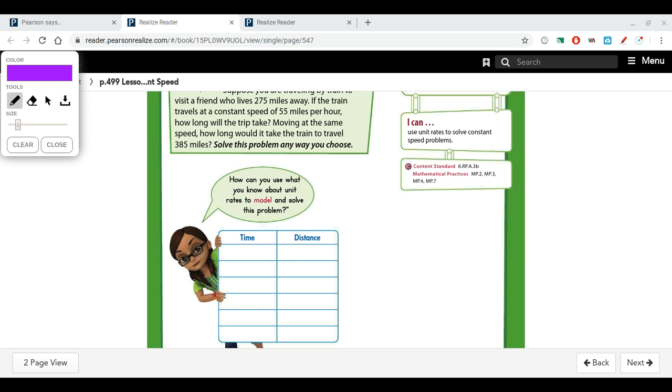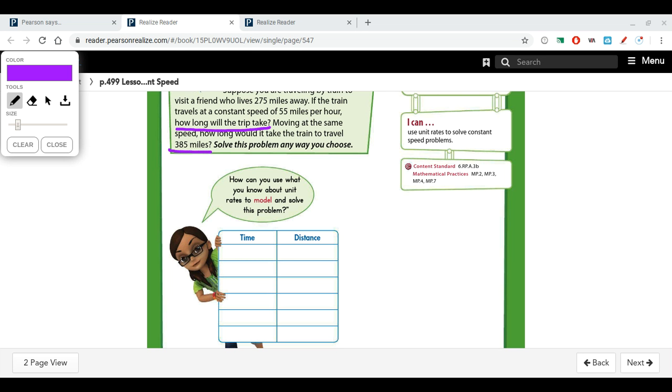So we're looking for two things. So if the train travels at a constant rate of 55 miles per hour, how long will the trip take? That's the first thing that we're going to look for. So this right here, how long the trip will take, that's going to tell me to find constant speed. And then from there, we're going to find how long it'll take the train to travel 385 miles. And so I can use a table to determine how long it's going to take to do 385 miles.